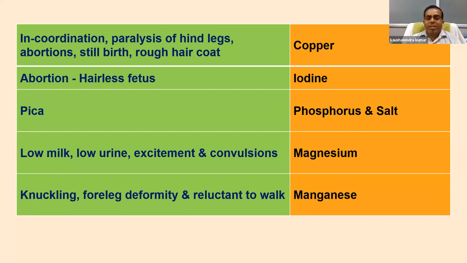Low milk, low urine, overexcitement, and convulsion are the signs of magnesium deficiency. This also happens under the current climatic conditions and rainy seasons. Knuckling means improper movement, reluctance to walk, and deformity in legs. This problem is associated with magnesium deficiency.